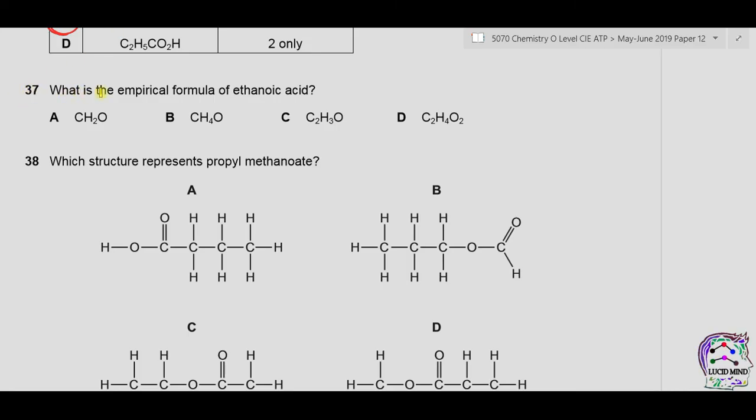Question 37. What is the empirical formula of ethanoic acid? Now ethanoic acid is a 2 carbon carboxylic acid which can be written as CH3COOH. So in total we have 2 carbons, 4 hydrogen atoms and 2 oxygen atoms. So the empirical formula will be CH2O, as it shows the simplest ratio of atoms in the compound. The answer is therefore A.